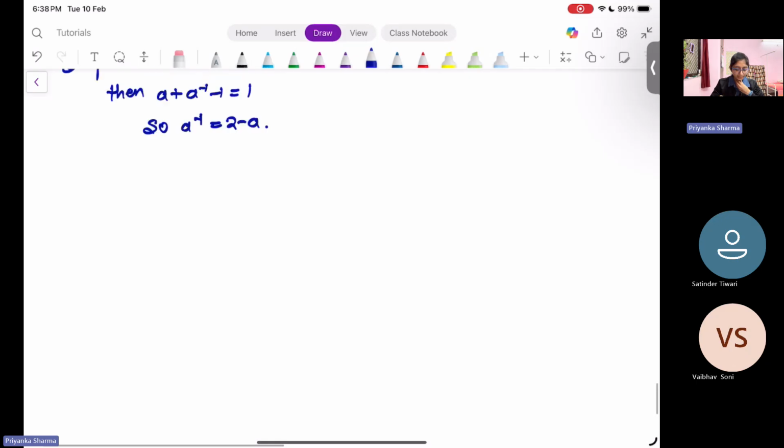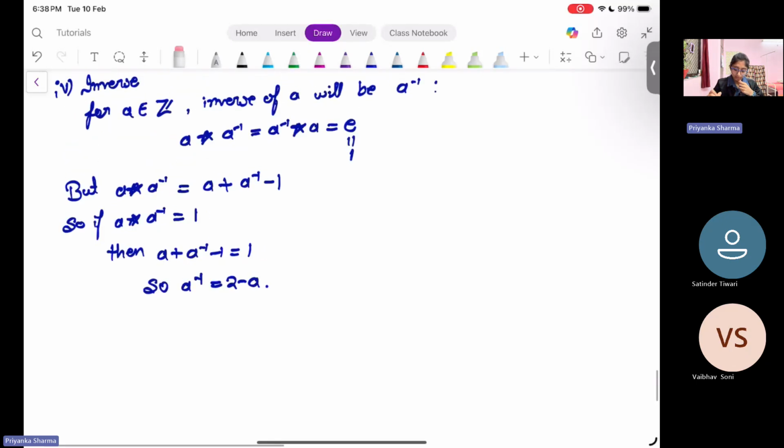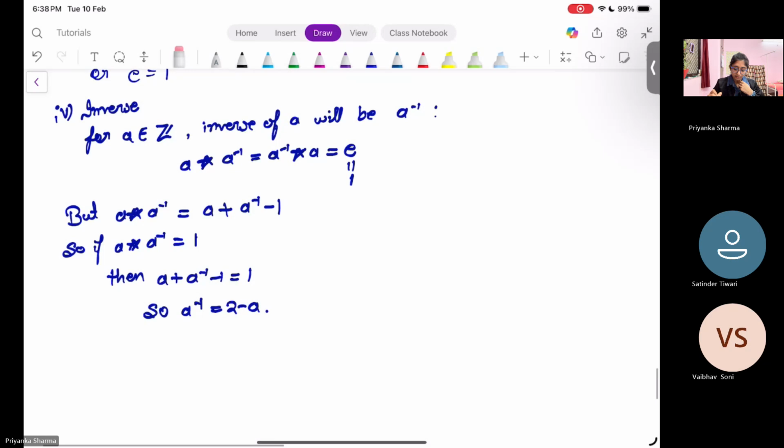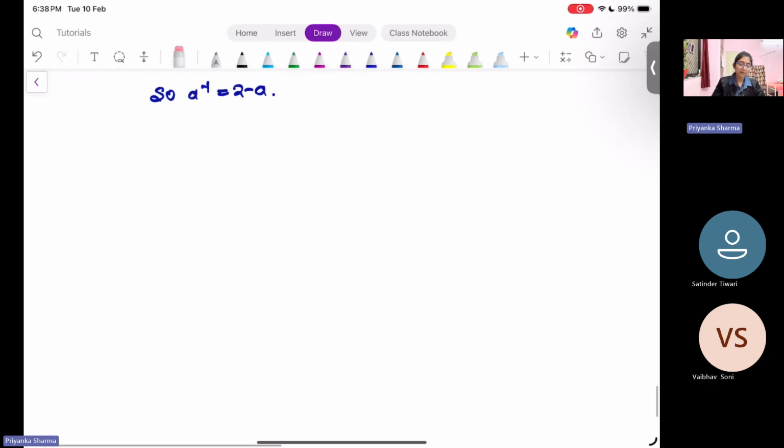Yes, 2 is a generator. And if 2 is a generator, then the inverse of 2 will be a generator. So you need to find what will be the inverse. Okay, under this. Yes, ma'am, okay, I will discuss. Okay. So how to check?